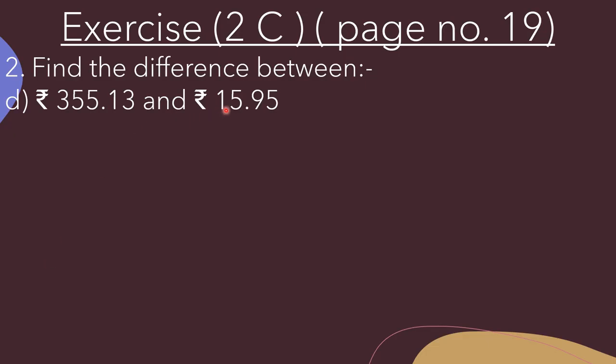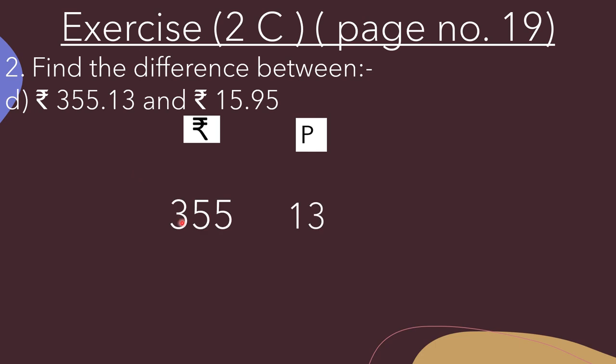355.13 and rupees 15.95. So first of all, we will arrange it in rupees and paise column. So the bigger amount is 355.13. So first of all, we will write that number. Okay. And after that, 15.95 we will write here. Okay. Because 15 is a 2-digit number, that's why we can write it like this, 015. Okay. 0, 15 and 95 paise. Now we have to put the subtraction sign. So let's start from our right hand side.